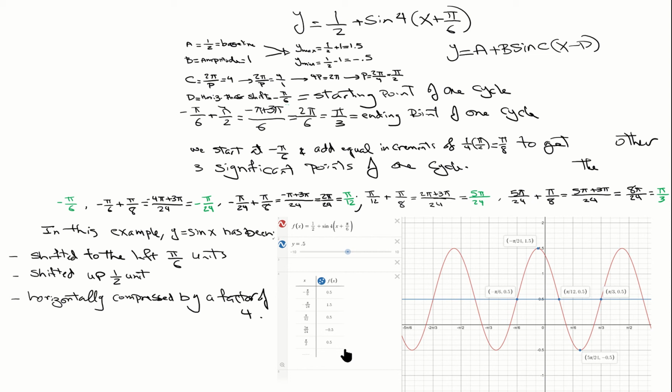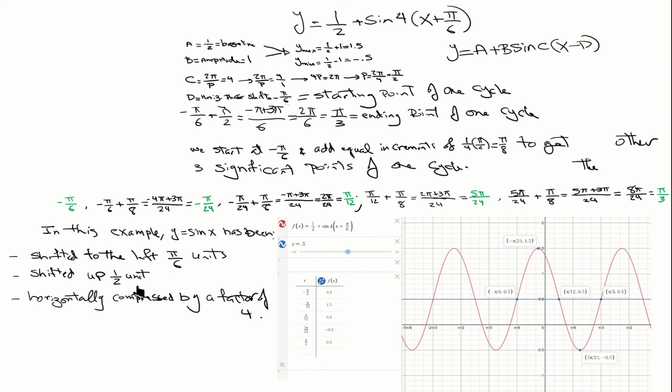And just to sum it all up, notice that in this example, the standard sinusoid y equals sine x has been shifted to the left pi over 6 units because of this pi over 6 over here. And if you remember, when we're doing a horizontal shift, when it's x plus a positive number, that actually indicates a shift to the left. So that's consistent with our previous understanding of general transformations of functions.